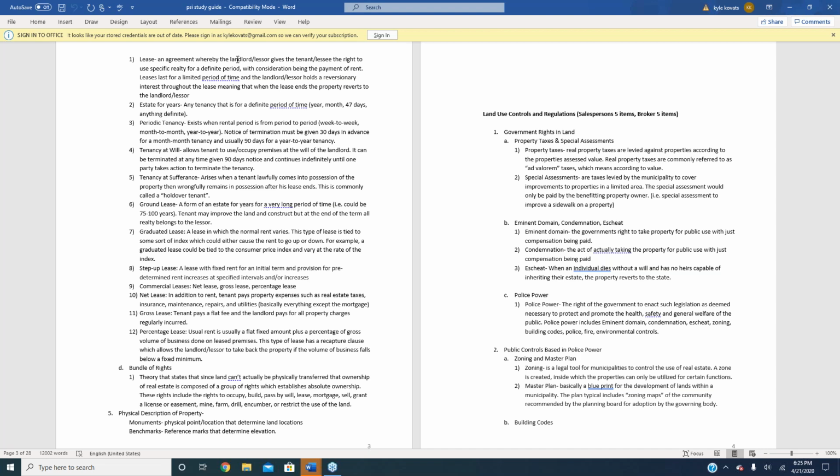All right, so page 3 here, a lease. So as far as a lease is concerned, when you have a lease, it's a type of contract. And what happens in this contract? Well, the landlord gives up the right to use the property. In exchange, the tenant pays them rent or consideration.